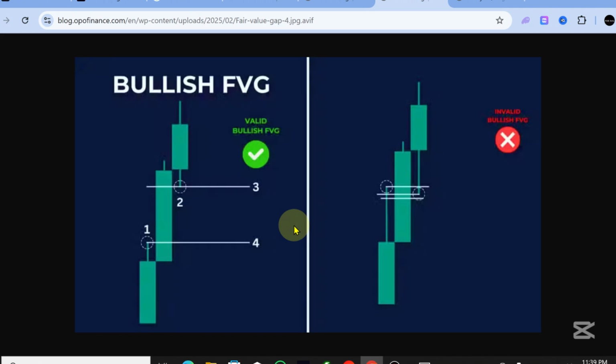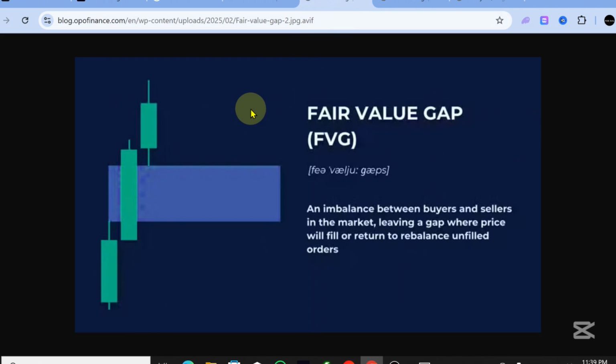How do you identify fair value gap? To identify fair value gap, first you need to spot three candles: the first candle, second candle, and third candle. One, two, three. This second candle should be bigger than the previous one, the first one, and also sometimes bigger than the third candle. This second candle is the candle that causes the imbalance. It should be bigger than the first one and the third one.